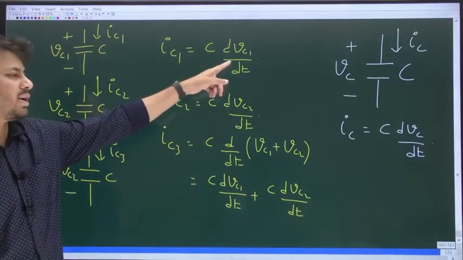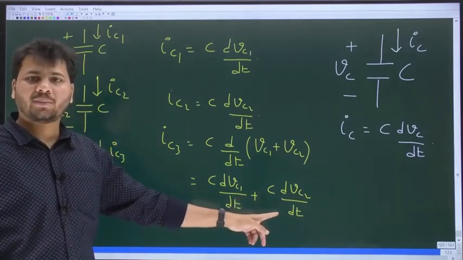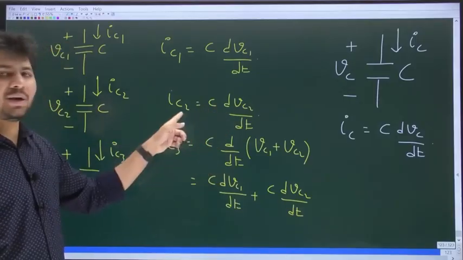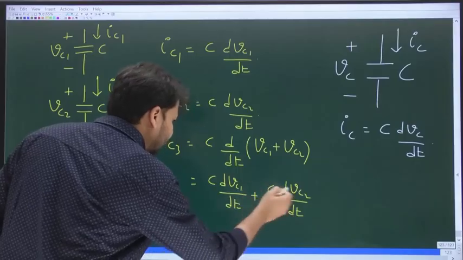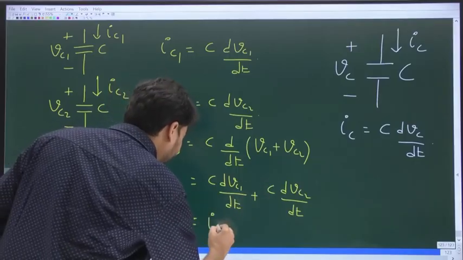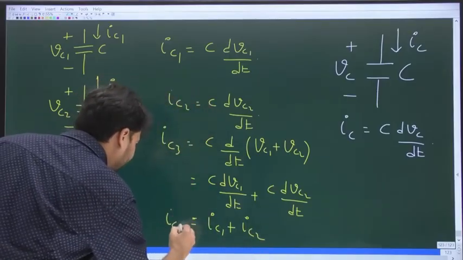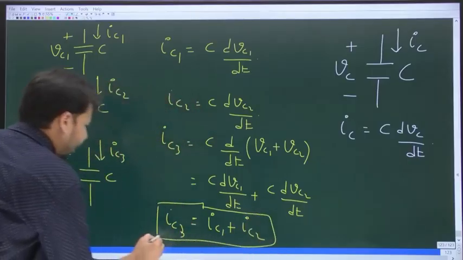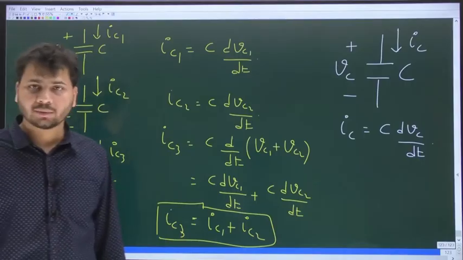Now you know C times dVc1 by dt is Ic1. And look at the second term, C dVc2 by dt. Again, C dVc2 by dt is nothing but Ic2. So the first term is Ic1, the second term is Ic2. So Ic1 plus Ic2, and this is Ic3. So what did we get finally? Ic3 equal to Ic1 plus Ic2. Is it not superposition? Yes or no?